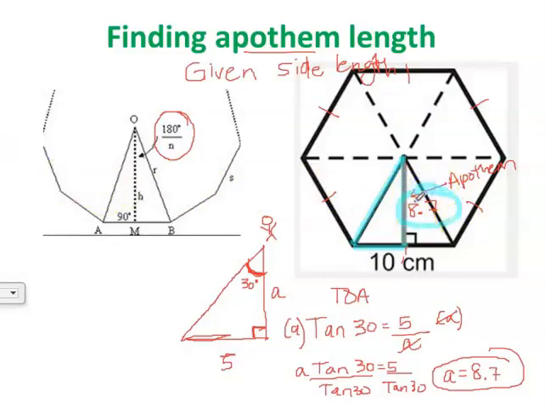That's how you find your apothem lengths, and then we could go ahead and find the area of this polygon. But I just wanted to point out how you find the apothem length when you're given a side length of a regular polygon.